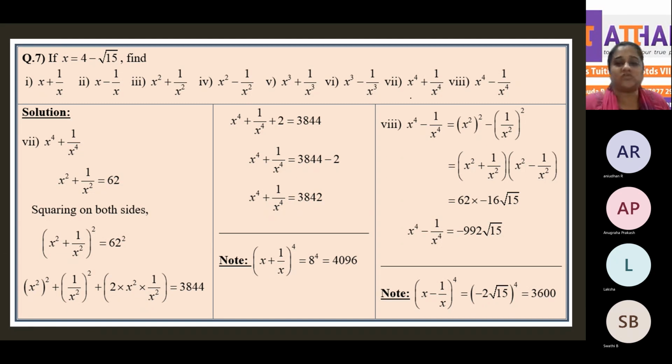So to find the value of x to the power 4 plus 1 by x to the power 4, you should square this one on both the sides. x squared plus 1 by x squared is equal to 62 on both the sides.